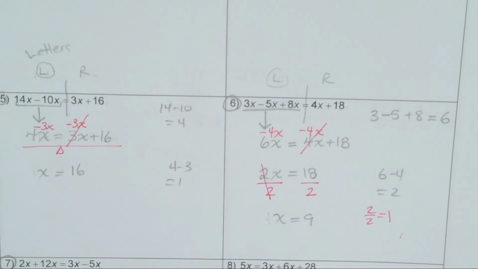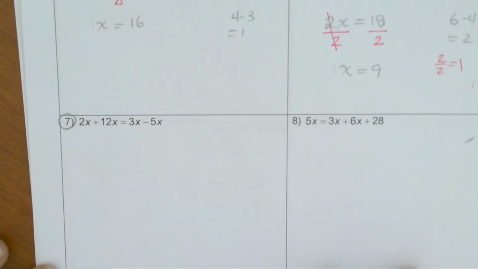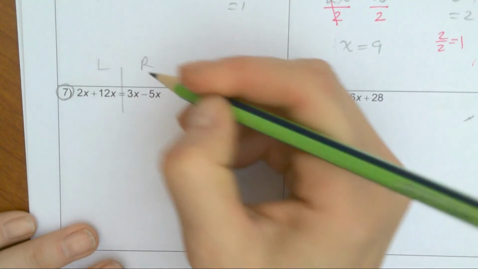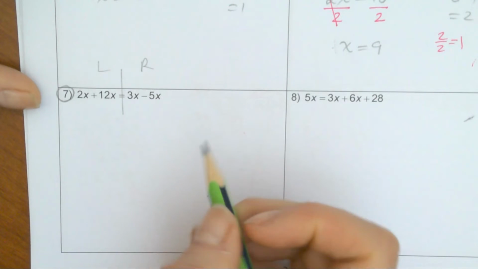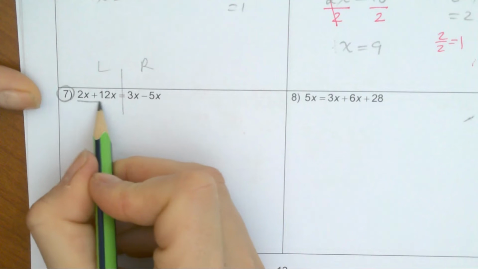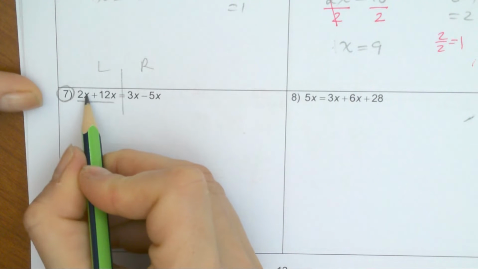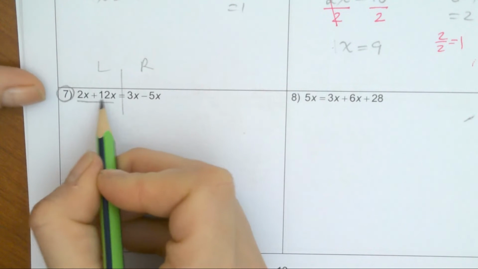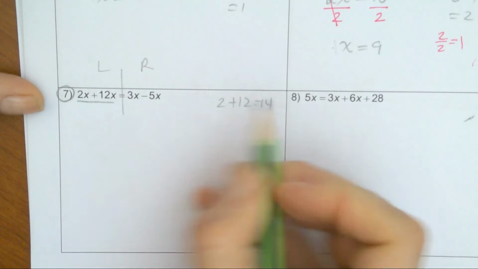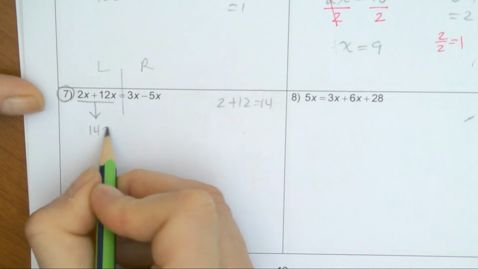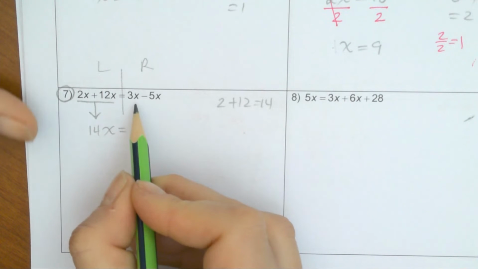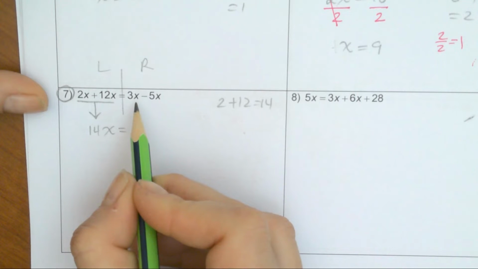Let's look at 7. So cut it in half to make the left side and the right side. Can I simplify the sides before I start to solve? If I look at this, this has an x, this has an x, so they can go together. They are like terms. So 2 plus 12 equals 14. So this is 14x.